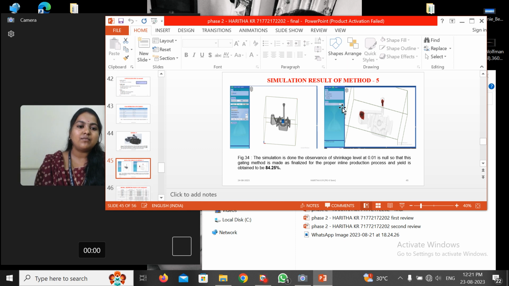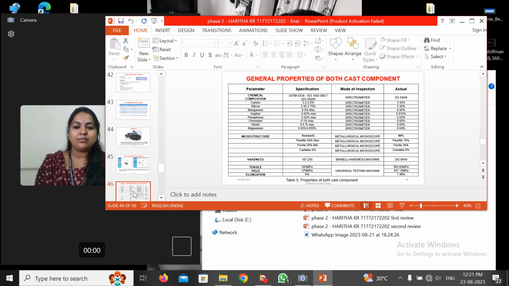The level of shrinkage is 0.07%. There is no more shrinkage cause, with the level at 0.01%. So after the trial and error, method 5 is utilized as an inline production process, and the yield is obtained to be 84.52%. So it is a good production process.